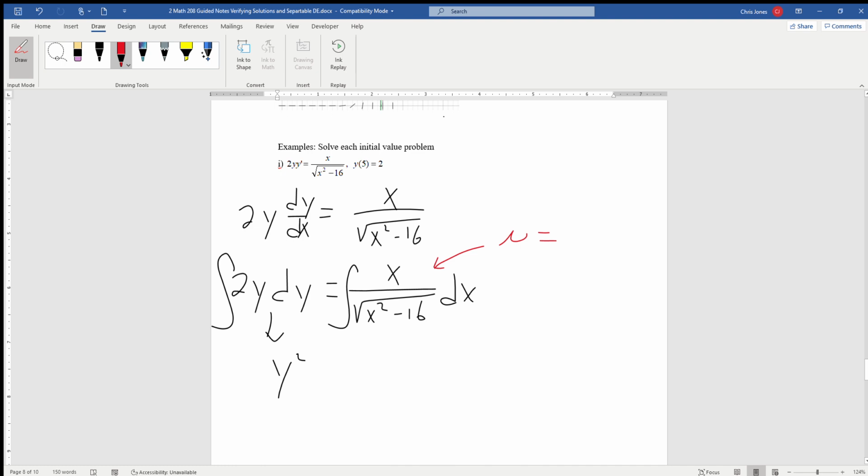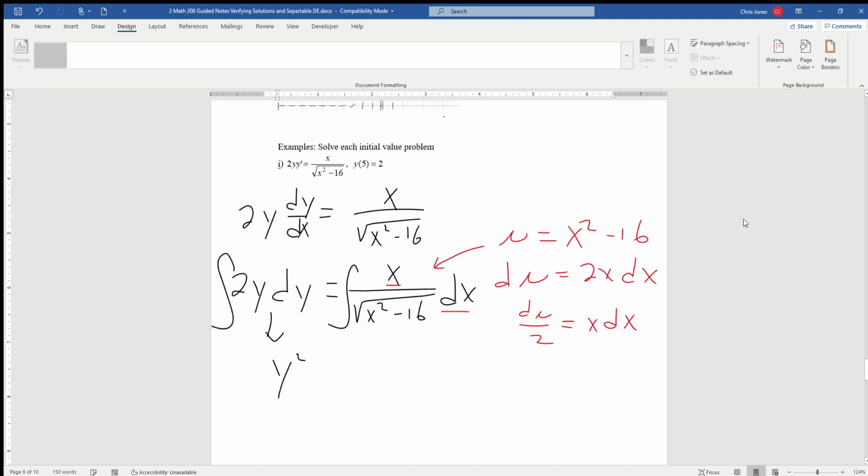So let's let u be equal to the interior function under the radical, x squared minus 16. The derivative is 2x dx, which is pretty good because we want x dx, we just don't want that 2 in there. So what are we going to do? We're going to divide by 2. Or you can use the trick where you multiply by 2 and then multiply by 1/2. So we're going to rewrite du over 2 equals x dx.